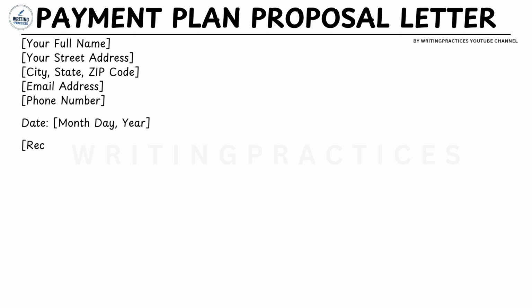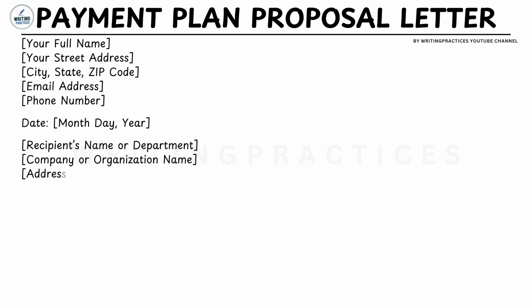Recipient's information. Now we address the recipient's details. This includes their name or department, the company or organization name, and their address. Example: recipient's name or department, company or organization name, address, city, state, zip code. If you know the specific person handling your account, address the letter directly to them. If not, using a department name like billing department is acceptable.